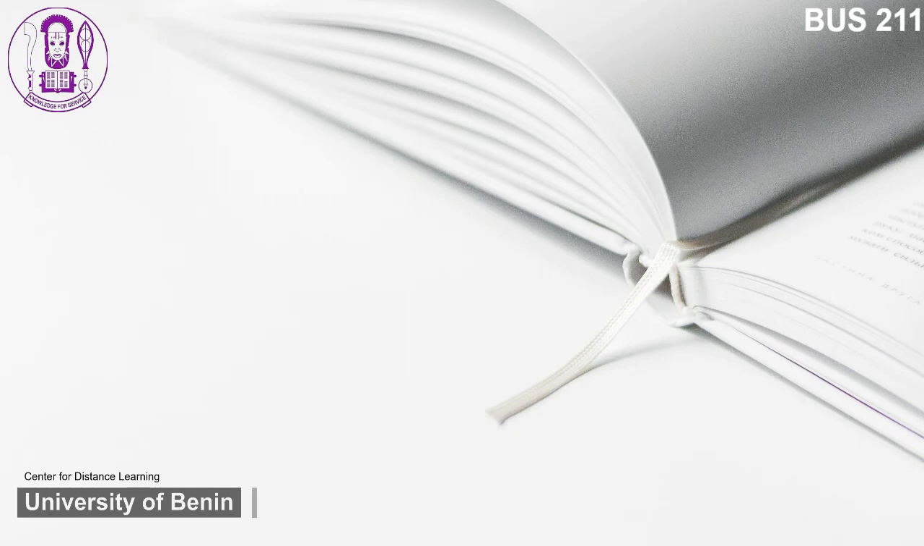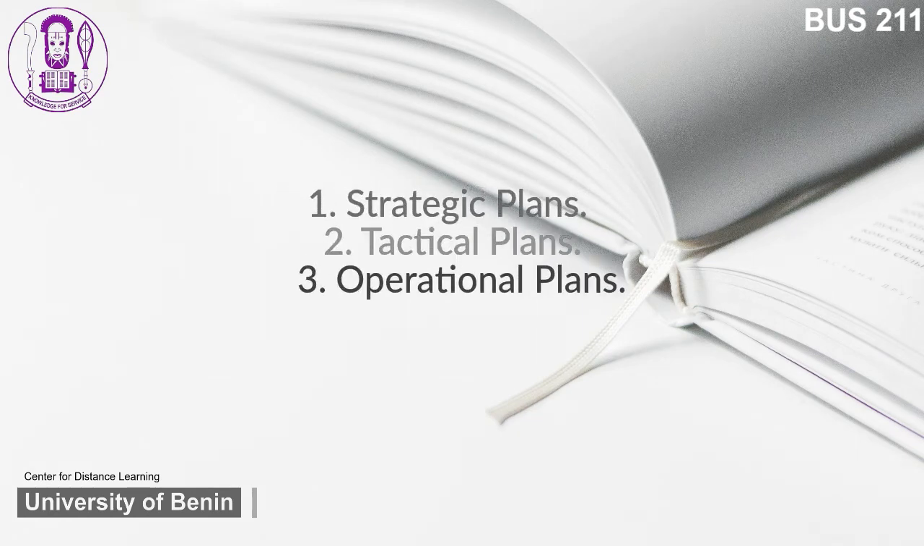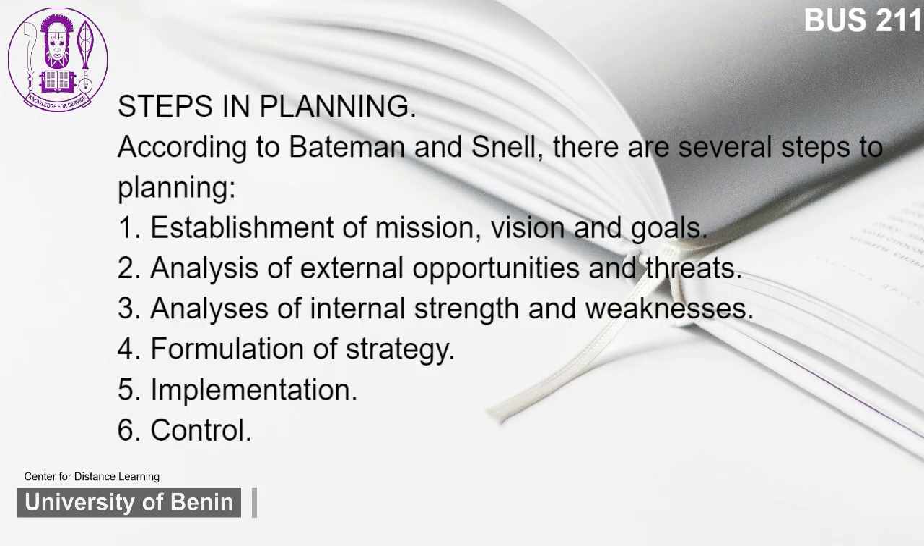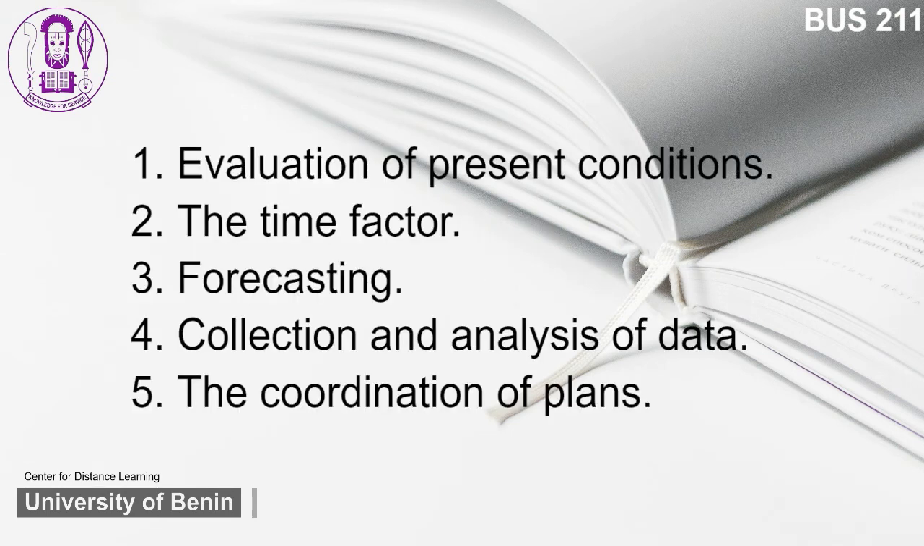Types of plans. 1. Strategic plans. 2. Tactical plans. 3. Operational plans. Other forms of operational plans are: 1. Single-use plans. 2. Standing plans. Steps in planning. According to Bateman and Snell, there are several steps to planning. 1. Establishment of mission, vision and goals. 2. Analysis of external opportunities and threats. 3. Analysis of internal strengths and weaknesses. 4. Formulation of strategy. 5. Implementation. 6. Control.